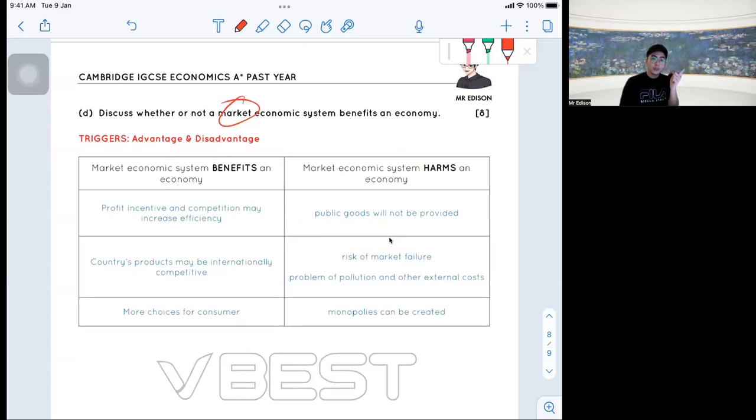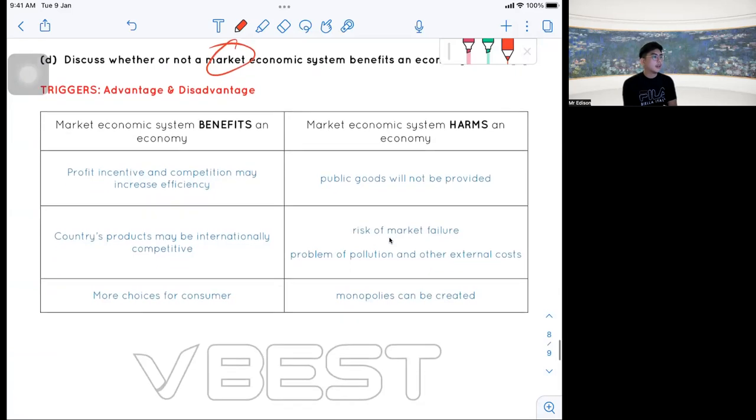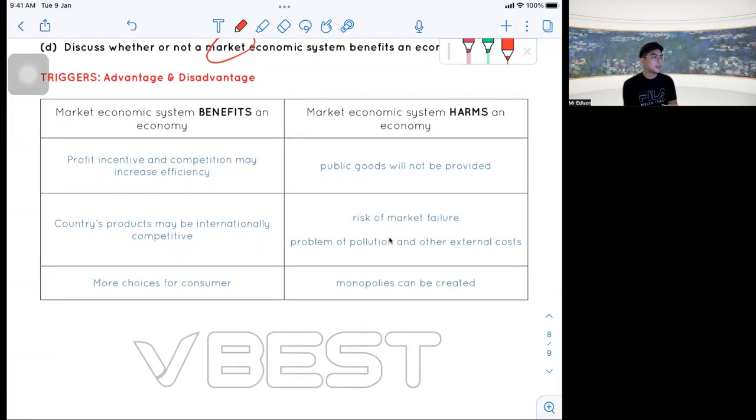Okay, 3 types. So now they ask you, market economic system benefit economy, meaning that in this economy, there's only producer and buyer. How does it benefit? First one, profit incentive and competition may increase efficiency. And then another one is country products may be internationally competitive. As in here, you want to compete because of the market economic system. You want to get higher salary, higher profit. You need to be more efficient, and in order to do that, you have lower price, higher international competitiveness, or higher quality as well. So basically compete.